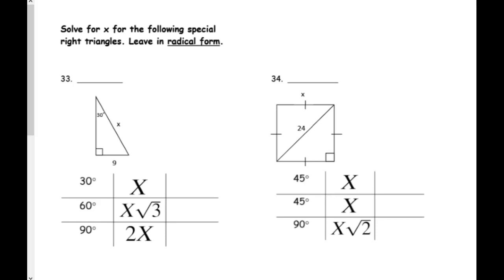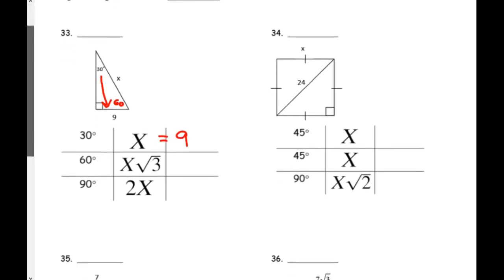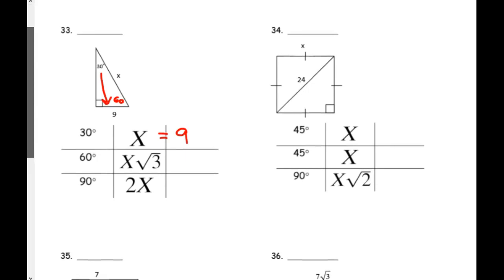Okay, you got to remember special right triangles. So 9 is across from 30. Let's put a little 9 here. And that means this is 60, right? Well, if x equals 9, then 2x, let me say x square root of 3, replace this x with a 9, you get 9 square root of 3. 2 times 9 is 18, so there you go, 18.